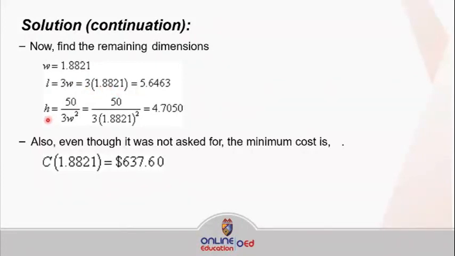And then again, the formula for height is 50 over 3W squared. Again, we substitute the value of W. So the formula, again, is this. Then the value for H is 4.7050. Or also, even though it was not asked for, the minimum cost is 637.80. So this is just additional. It is not needed in the problem, but we included it.